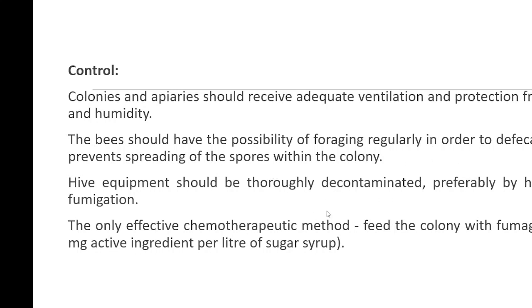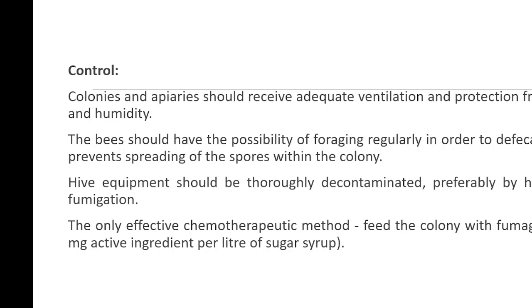Even when we are rearing honeybees, it needs a lot of care, because unless we take precautions to clean the hive regularly, waste materials present in the hive will lead to protozoan, bacterial or fungal infection. The only effective chemotherapeutic method is to feed the colony with fumagillin. Fumagillin is an anti-protozoan chemical, given at 25 mg of active ingredient per 1 liter of sugar syrup. By feeding the honeybees with fumagillin syrup, we can get the drug into the bee, because it is a disease affecting the intestine and stomach. Unless we give some internal medicine, the treatment may not be effective.